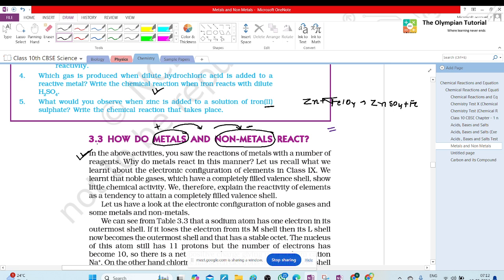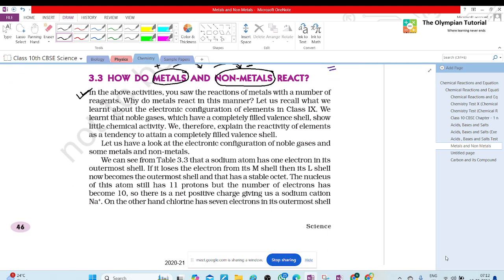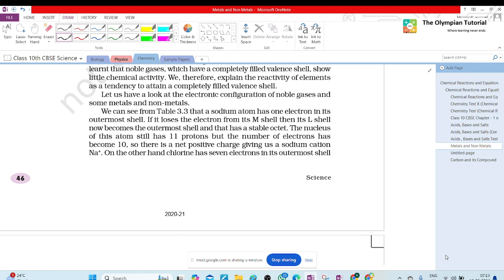How do metals and nonmetals react? In the above activities, you saw the reactions of metals with a number of reagents. Why do metals react in this manner? Let us recall what we have learnt about the electronic configuration of elements in class 9. We learned that noble gases, which have a completely filled valence shell, show little chemical activity. We therefore explain the reactivity of elements as a tendency to attain a completely filled valence shell. Let us have a look at the electronic configuration of noble gases and some metals and nonmetals.